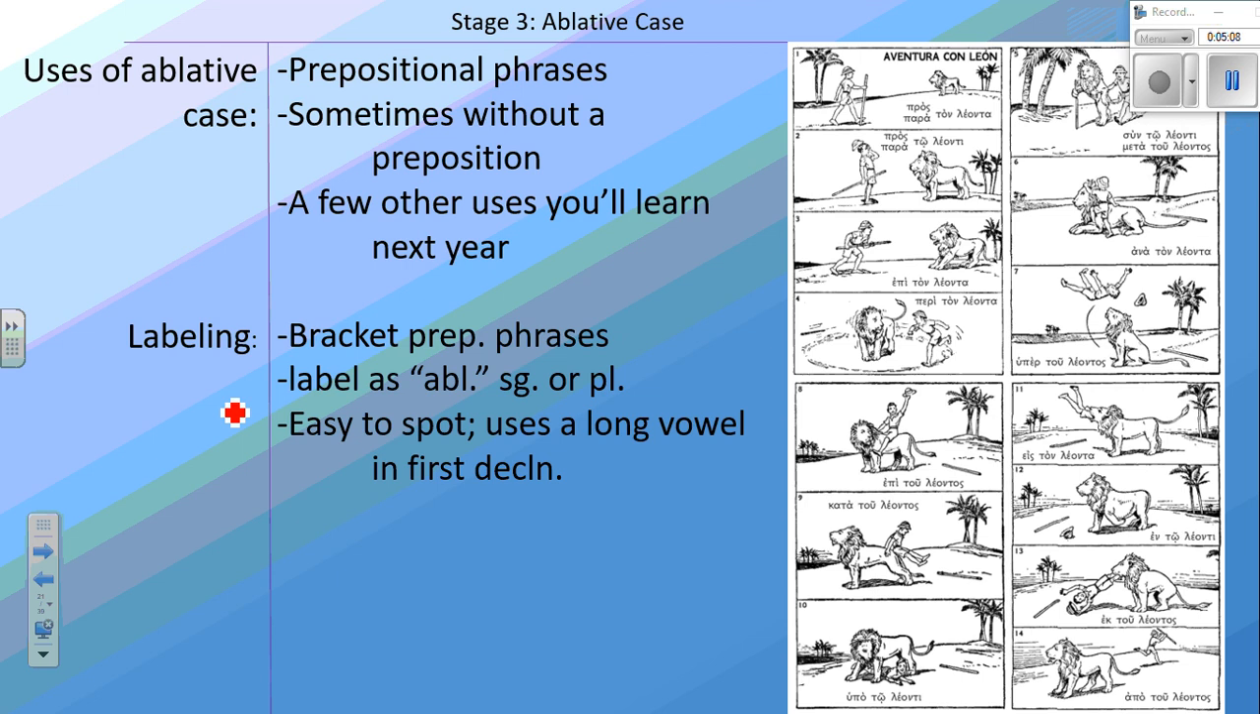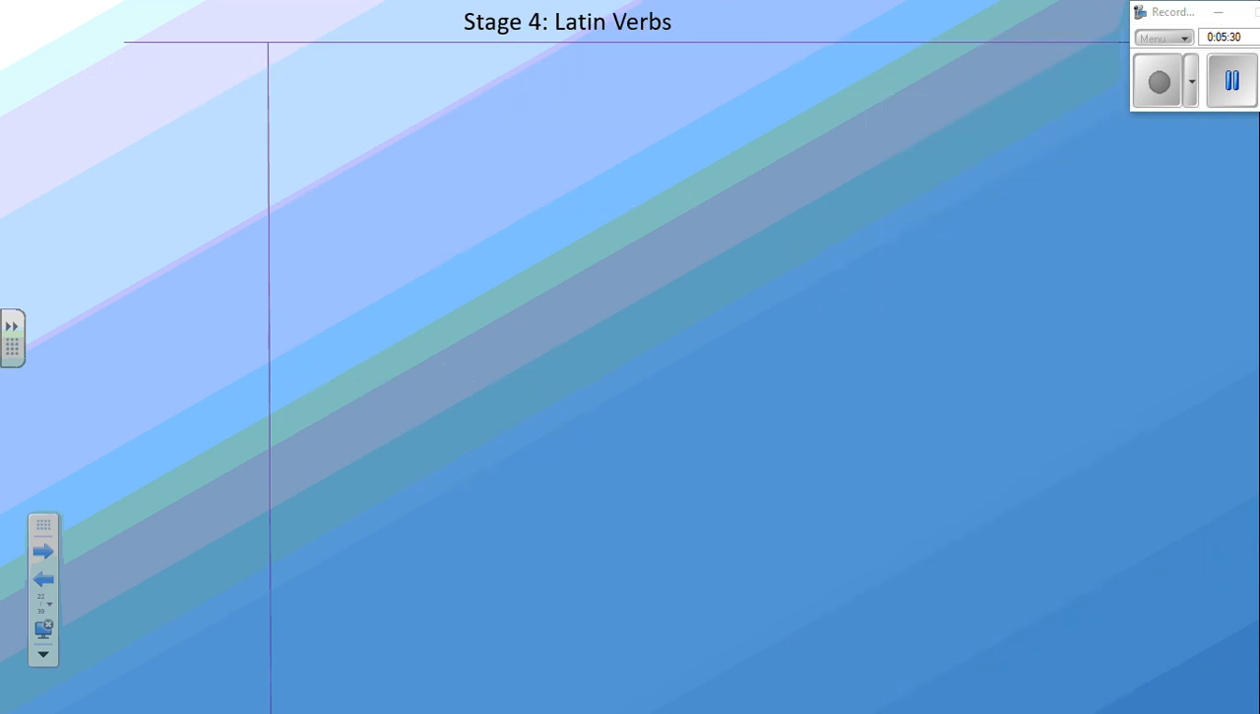Their endings are a single vowel in the singular, and in Latin, for first declension, it's a long A for the first one. I might have told you guys that I'm only going to make you learn a few of the macrons or long marks this year. This is the first one you need to learn, the long A for first declension ablative singular. We'll talk about that a little bit more in class.